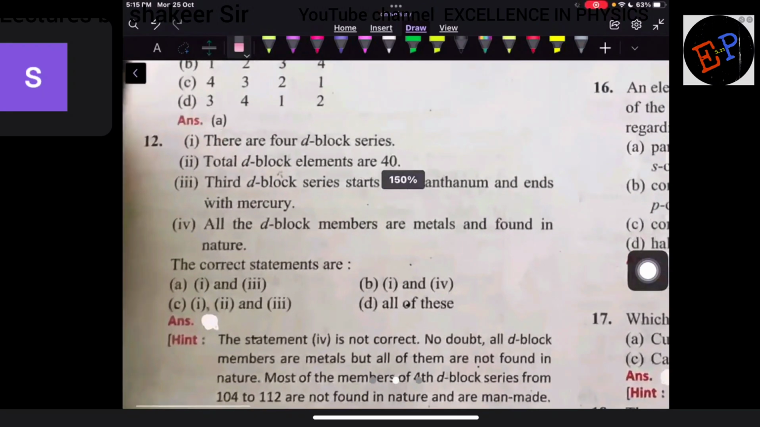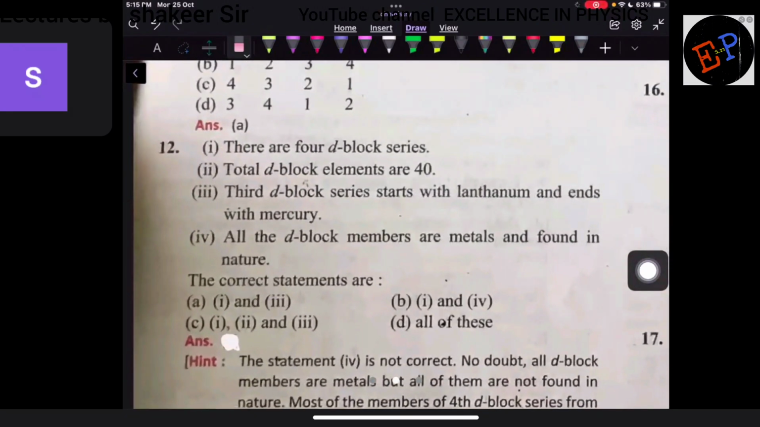So there are 4 D block series. Is it correct? Definitely correct. So first option is correct. And total D block elements are how many? 40. That is also correct. D block series starts with the lanthanum and ends with mercury. Is it correct? It is not correct. D block series doesn't start with lanthanum. Let us see the fourth option. All D block members are metals. So this option is correct only.